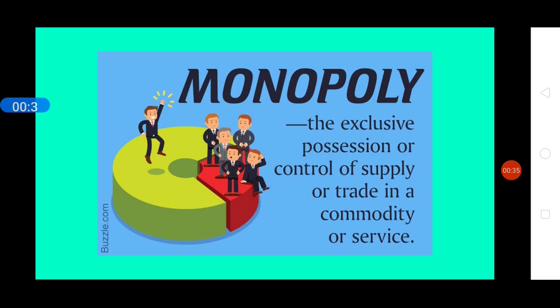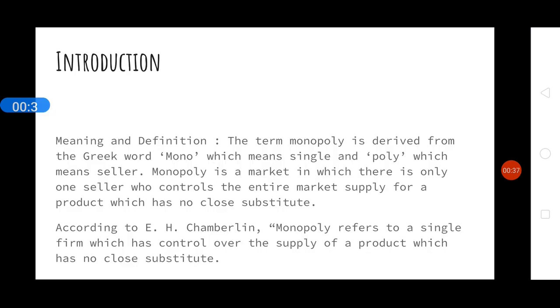Monopoly is made up of two words, mono and poly. Mono means single and poly means seller. Therefore, we can say that monopoly means a single seller who has complete control over the supply of the commodity. There is no close substitute of the commodity, and due to the absence of competition, the monopolist decides the price of the product. He is the price maker, not the price taker.